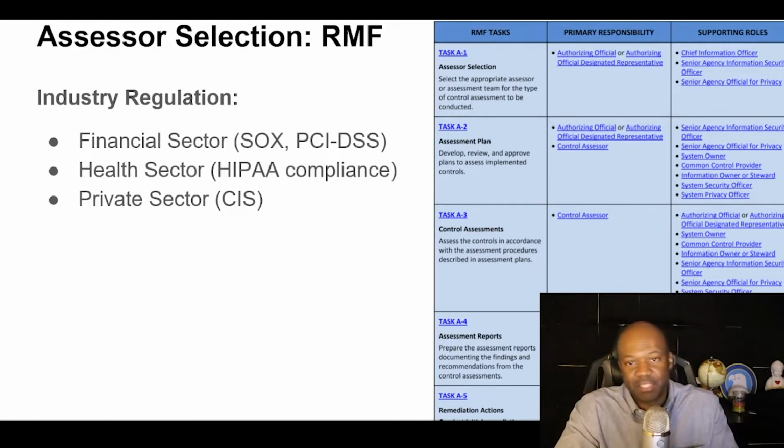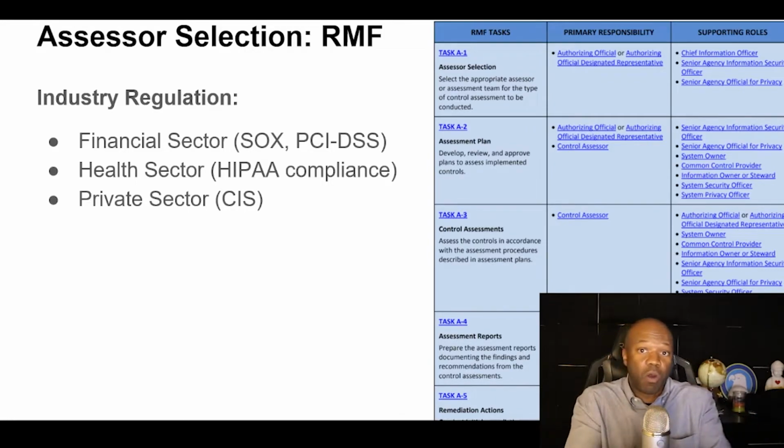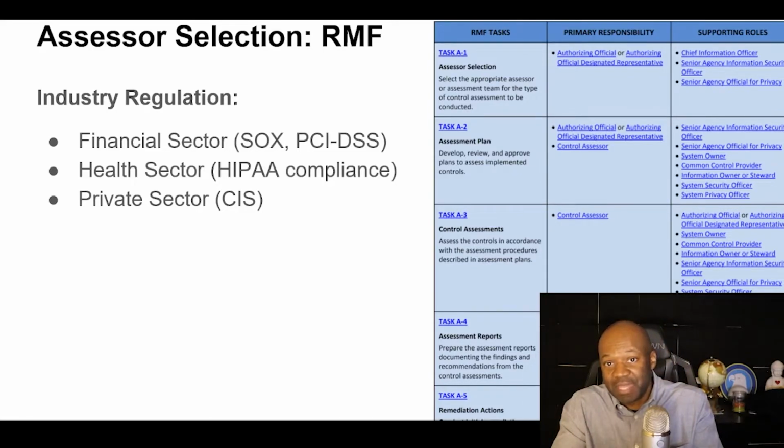The private sector might also use another standard, such as CIS controls. CIS controls are very similar to NIST controls. So a lot of times there's a lot of overlap between them, and if you're meeting the NIST standards, you are in fact meeting the CIS controls, or you are in fact meeting the ISO 27001 controls.